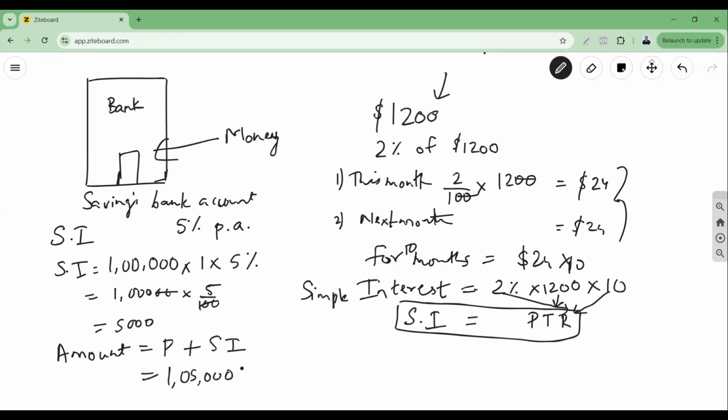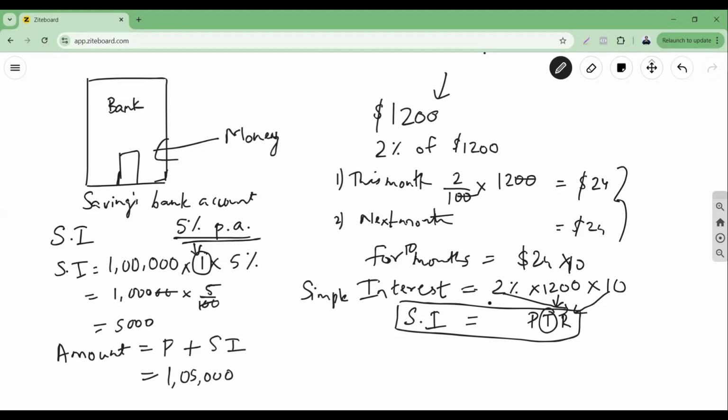Simple. And we take it as principal times the time period times the rate of interest. If the rate of interest is per annum, then you take the time also to be in years. Annum means years. If it is per month, then you take the time period to be the number of months. That's the difference. I hope you got the idea.